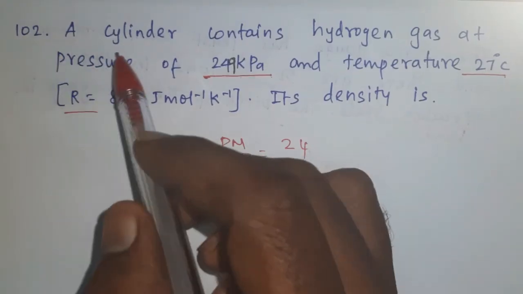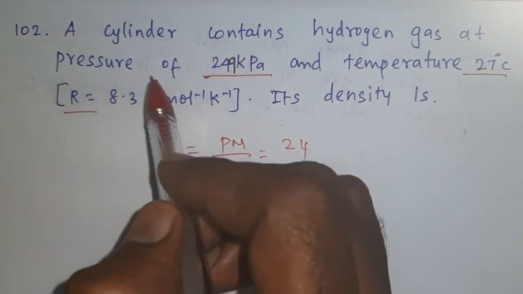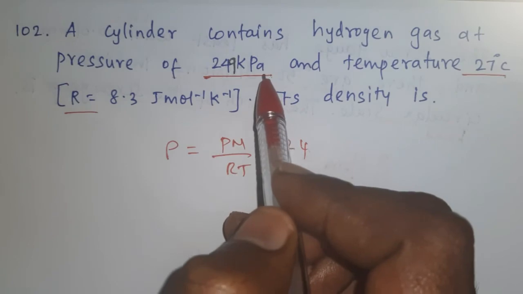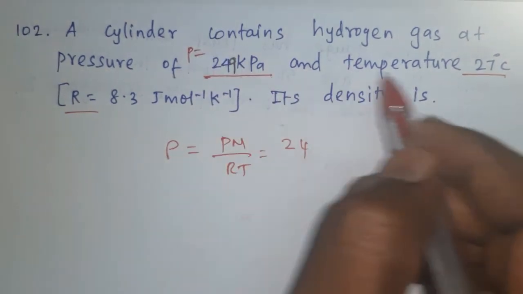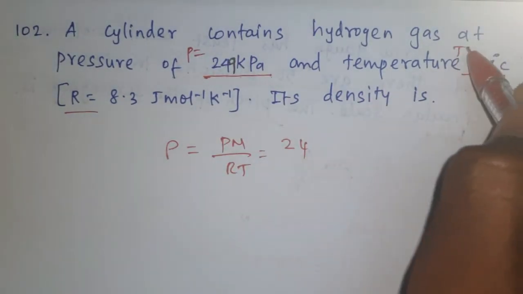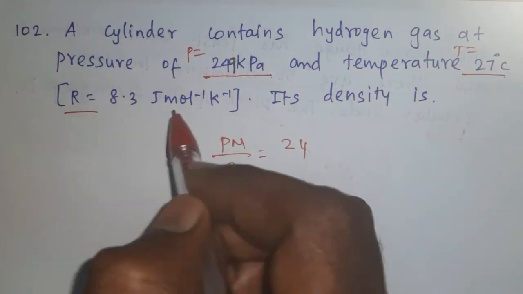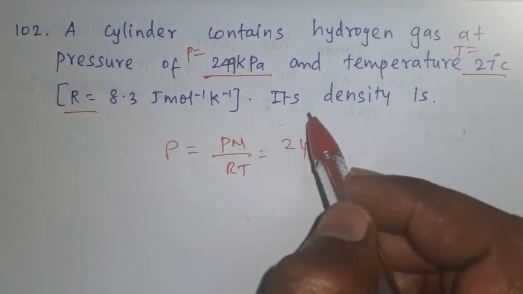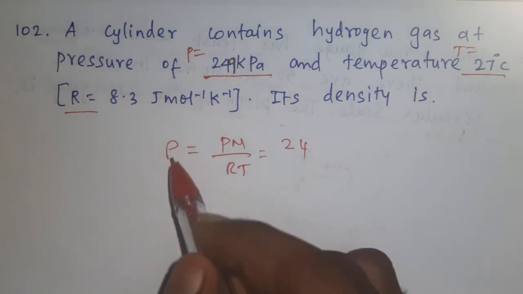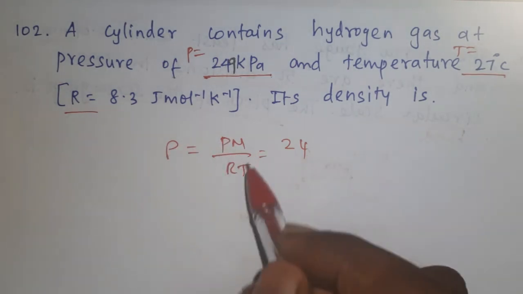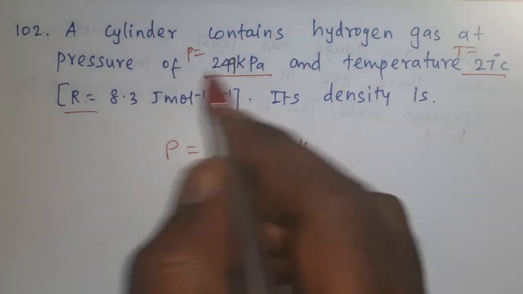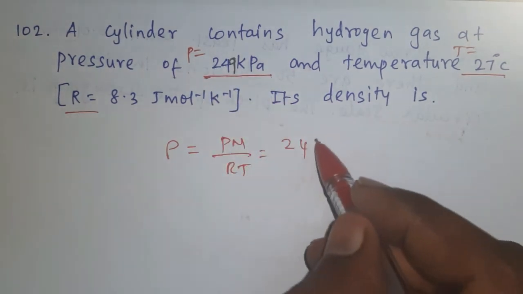Number 102. A cylinder contains hydrogen gas at a pressure of 249 kilopascal. So this will be the pressure, and temperature 27 degrees, so this will be the temperature T. This is the gas constant. So what is the density? So rho is the density. Formula: P M = rho R T, where P is the pressure. So pressure is 249 kilopascal.